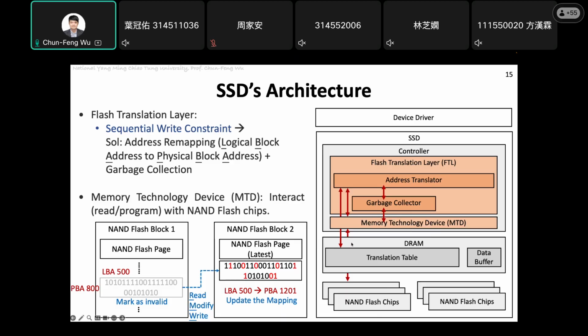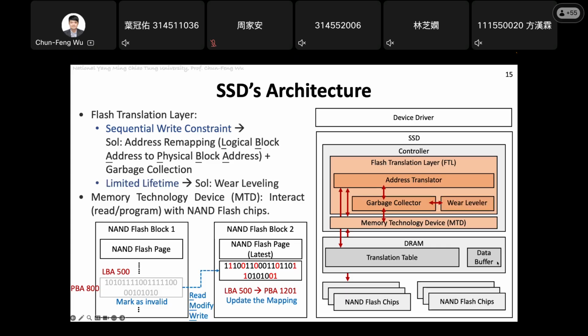So I think you can see there is a thing called DRAM, right? DRAM inside an SSD is usually a very huge resource. And then there is a translation table. The translation table maintains a relation between LBA and PBA. So you can also think of this as a page table. And the size is actually quite huge. Usually for 1 terabyte of SSD, you need at least 1 gigabyte of translation table. So this consumes a lot of memory.